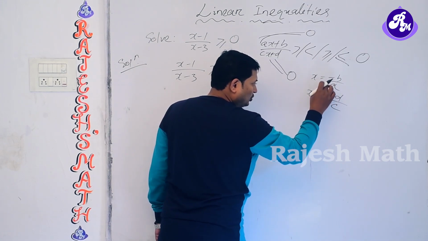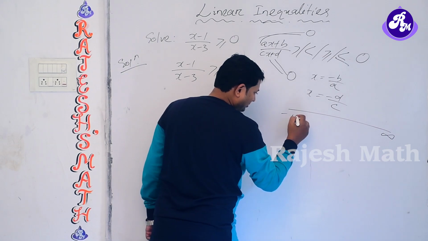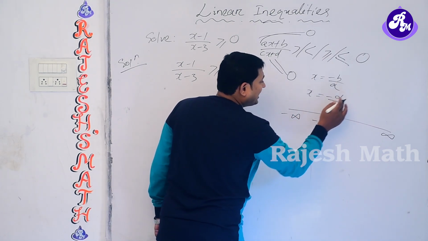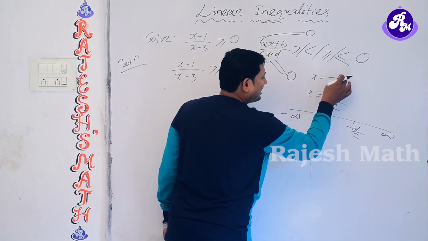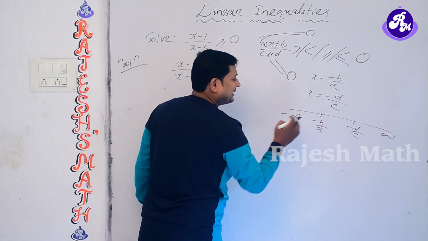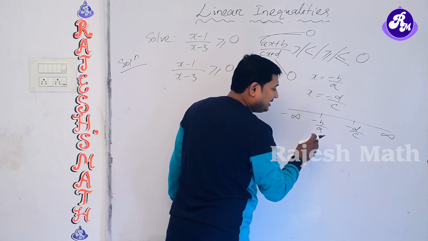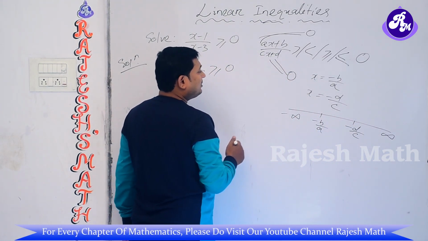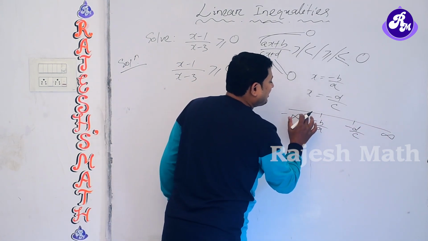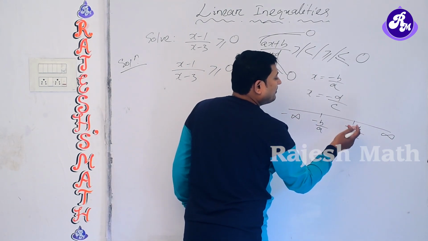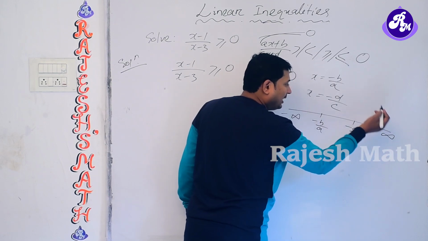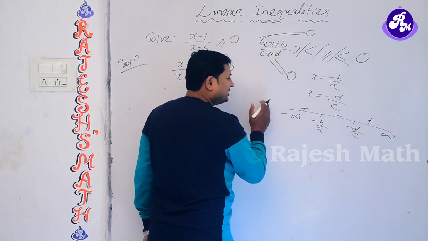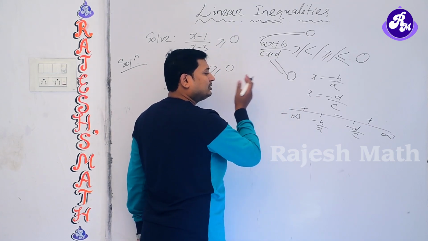Now put these two numbers on the number line. Here it will be minus infinity, and here infinity. If minus b by a is lesser, then it will be placed on the left. And if minus d by c is greater than minus b by a, it will be put on the right of minus b by a. You have to remember the rule that the greater number will be placed on the right of the lesser number. So now this whole number line is divided into 3 intervals. Now, make the sign positive, then negative, then positive, starting from the right hand side: this segment positive, negative, positive. If another segment is there, it will be negative, then positive, going on like this.